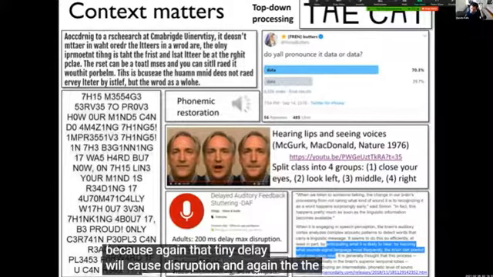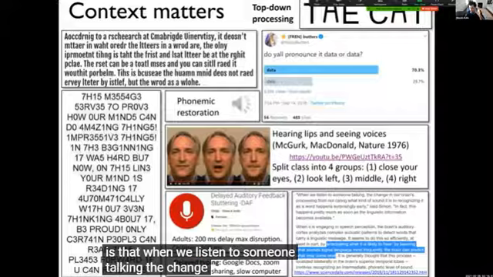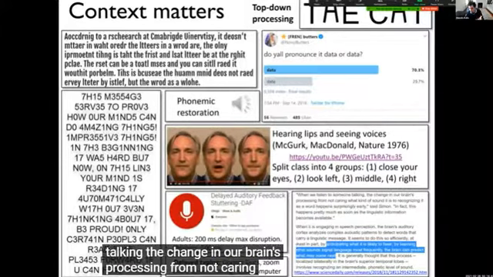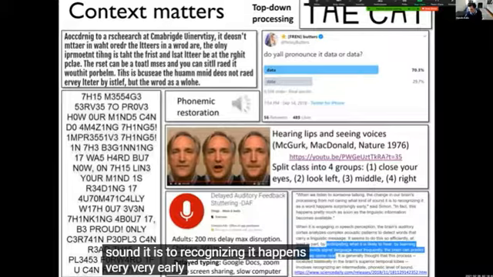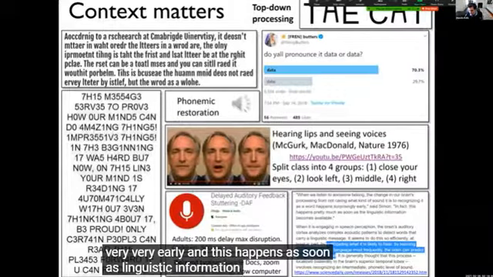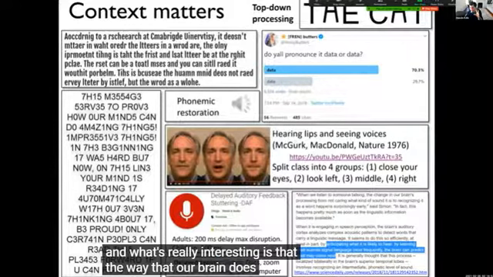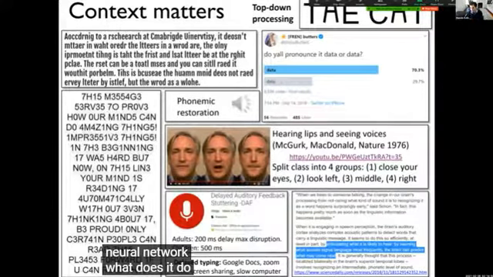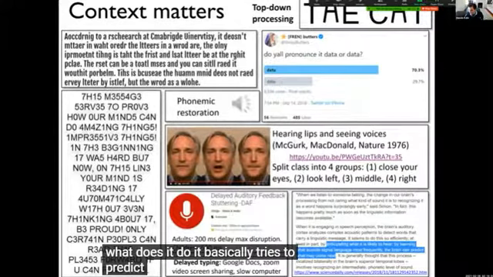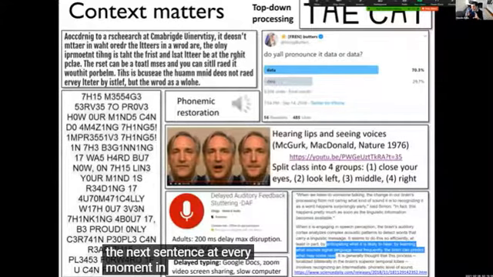And again, the whole idea is that when we listen to someone talking, the change in our brain's processing from not caring what kind of sound it is to recognizing it happens very, very early. And this happens as soon as linguistic information becomes available. And what's really interesting is that the way that our brain does that is by constantly training a recurrent neural network. What does it do? It basically tries to predict the next sentence at every moment.